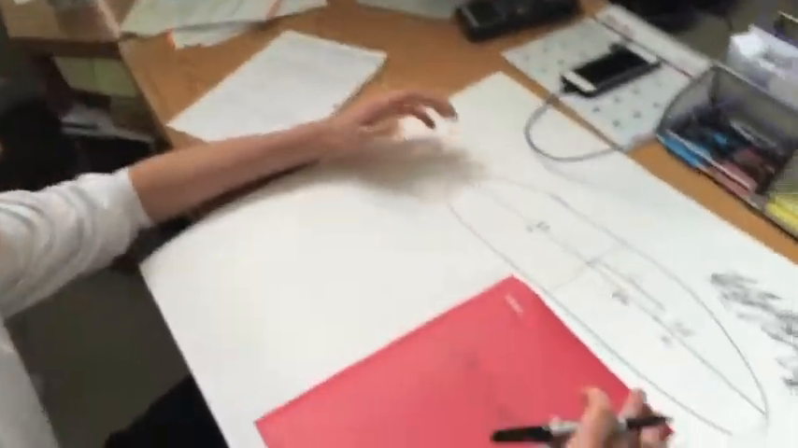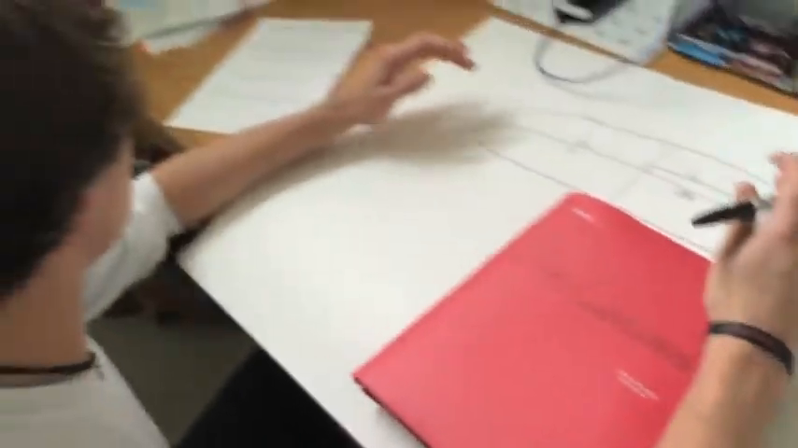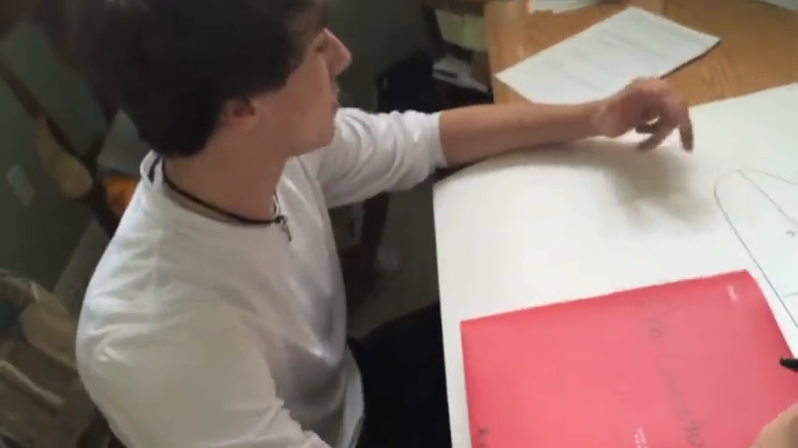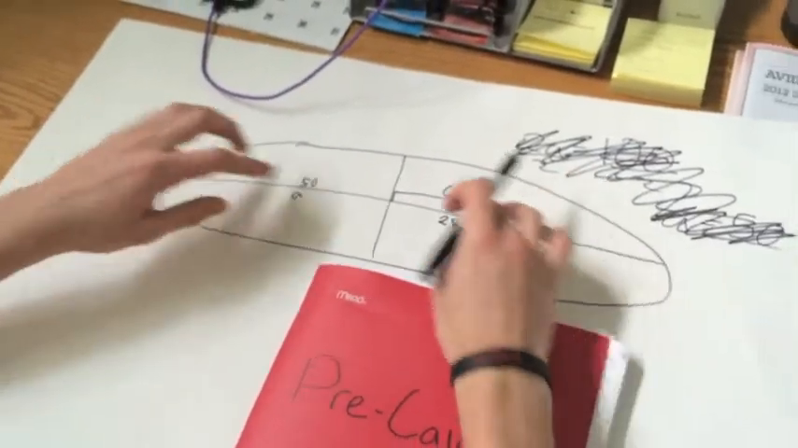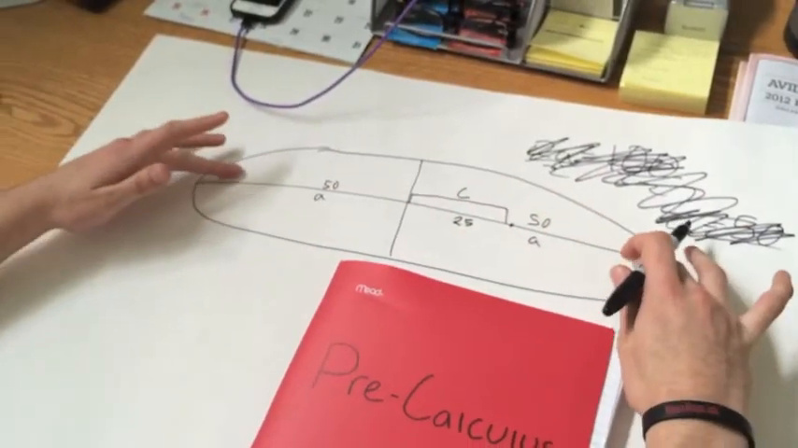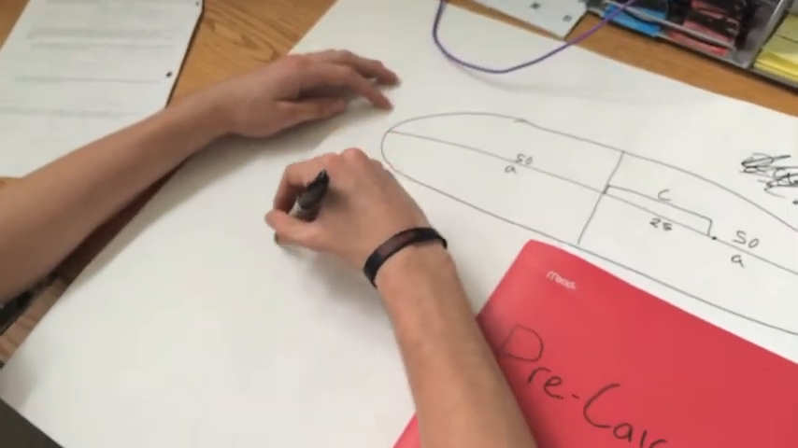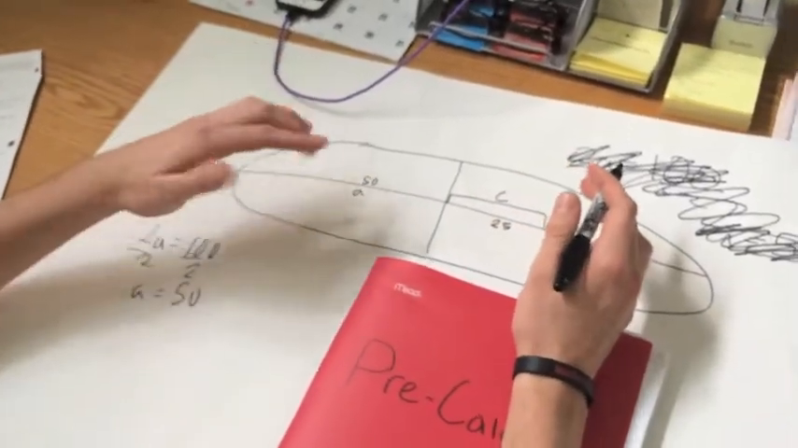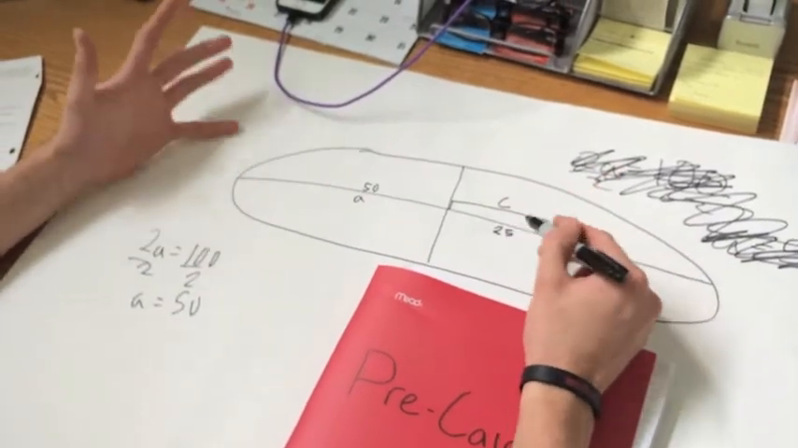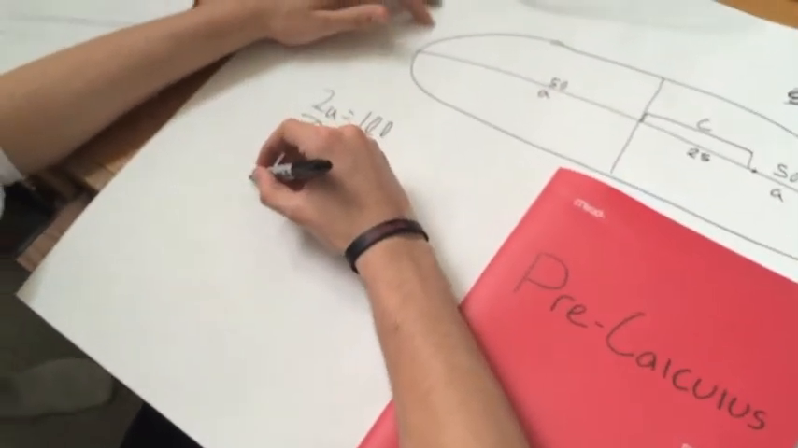Elliptical room problem. Alright, so the problem is we have a hall that is 100 feet in length to be designed as a whispering gallery. If the foci are located 25 feet from the center, how high will the ceiling be at the center? So we drew out our ellipse, and this is what it looks like. Here's our a, 50, which we found from taking 2a equals 100, dividing it by 2, and a equals 50. So we inserted them there, and we also know c, which is the distance from the center to the foci point, which is 25.